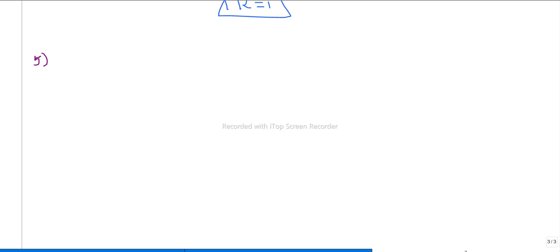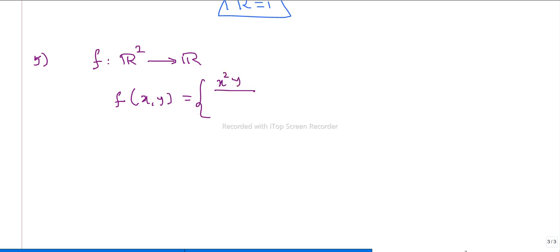Fifth problem: suppose f is a function from R2 to R, defined by f of (x, y) equals x square y by (x power 4 plus y square) if at least one of the coordinates is non-zero. Suppose both are 0, that is the ordered pair (x, y) is (0, 0), then the value is defined to be 0. Okay.